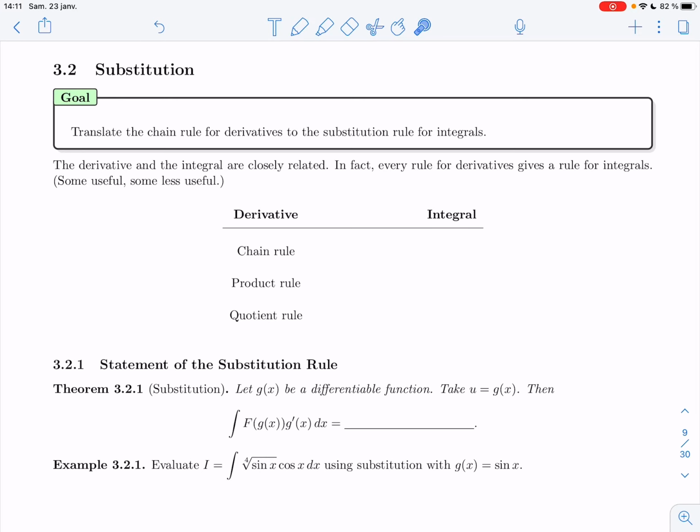All right, welcome to section 3.2. In section 3.2, we'll be talking about substitution. Our goal is to translate the chain rule, remember the chain rule from Cal 1 for derivatives, to the substitution rule for integrals.